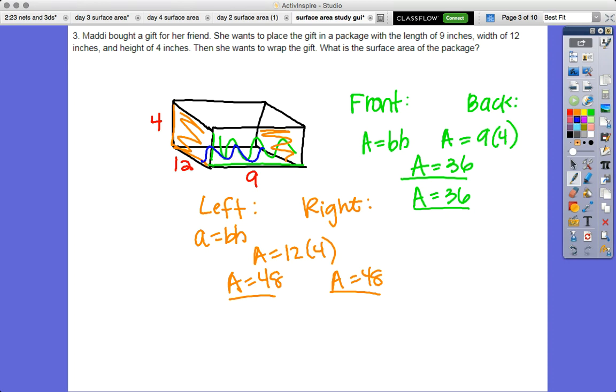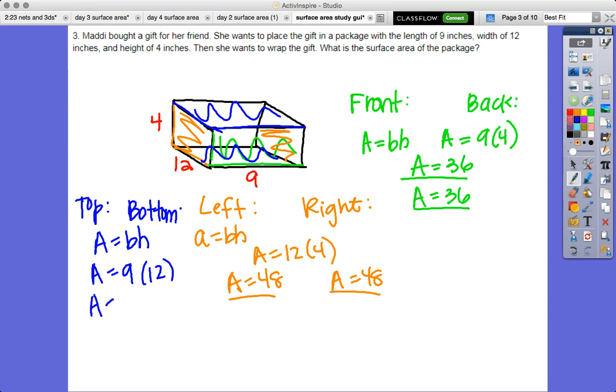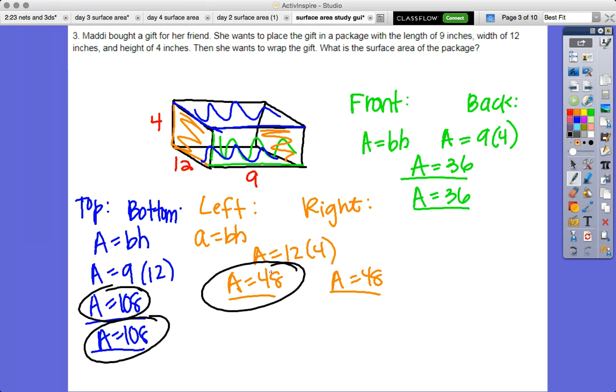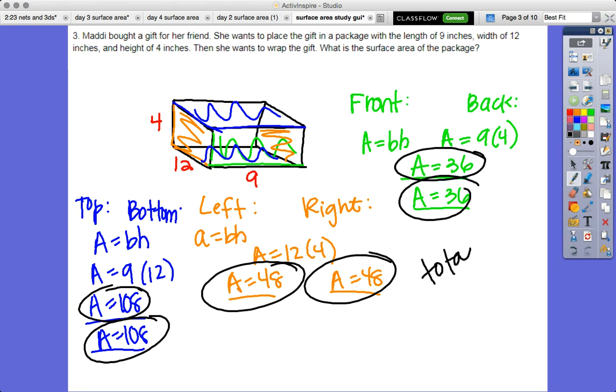Now let's look at the top and bottom. I have a length of 9 and a width of 12. So for the top and the bottom, I know I'm going to use area equals base times height, and area equals 9 times 12, and that gives me 108. If the top is 108, then so is the bottom. So now to get my final answer, I'm going to say 108 plus 108 plus 48 plus 48 plus 36 plus 36. And you should get a total of 384.